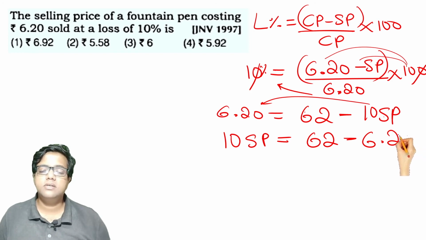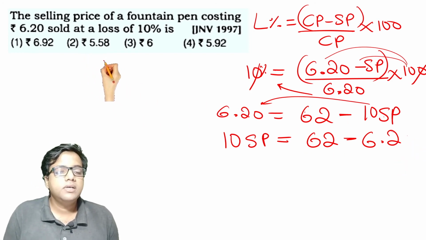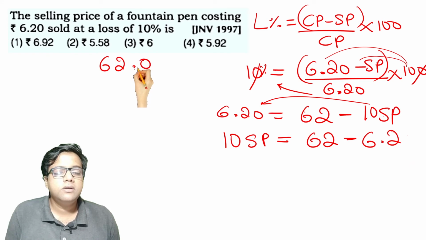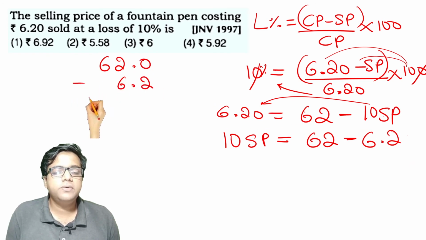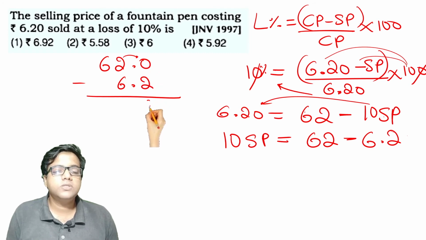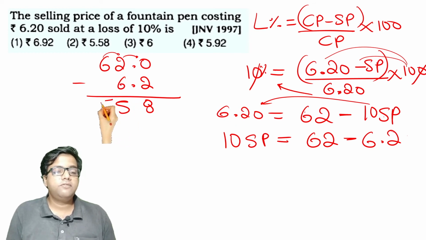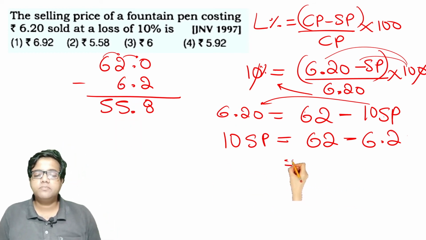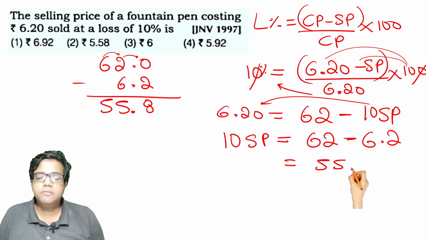62 minus 6.2 is equal to what? 0 minus 2 can't happen. Borrow. 10 minus 2 is 8. 1 remains here. Borrow again. 11 minus 6 is 5. You will get 55.8 here as 10 SP.